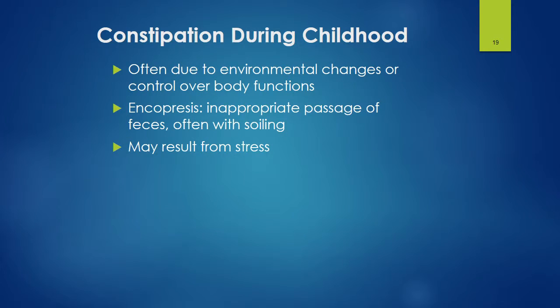Constipation during childhood is often due to environmental changes or control over body functions. An example would be the withholding of stool. Encopresis is inappropriate passage of feces, often with soiling. Constipation may also result from stress.